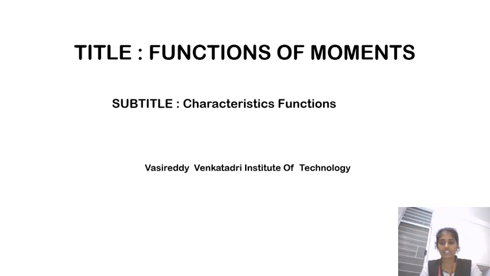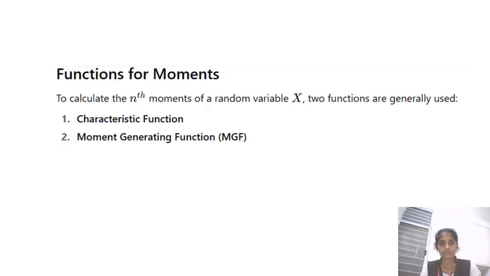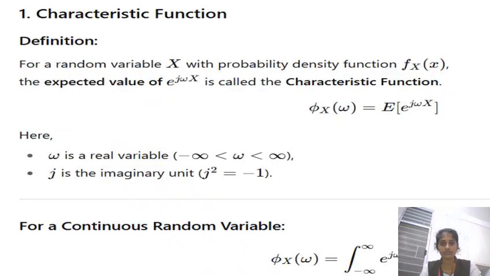Subtitle: Characteristic functions. To calculate the nth moments of a random variable x, two functions are generally used: the characteristic function and the moment generating function.